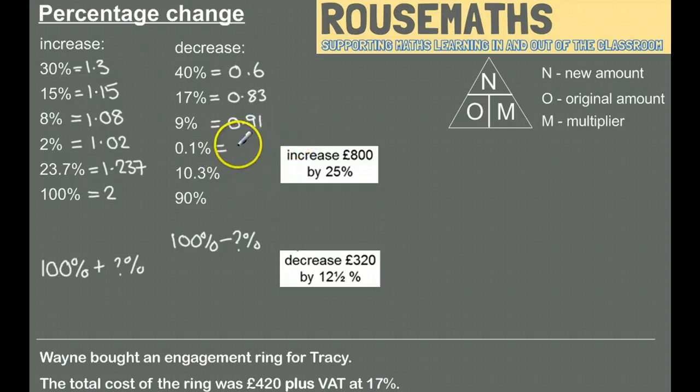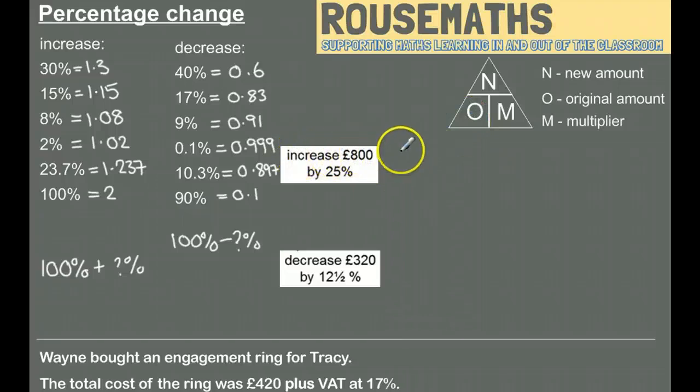And if it's a 0.1% decrease, we want to find 99.9%. And continuing on, we've got 89.7% left if there's a 10.3% decrease, and 10% left if there's a 90% decrease. So if we apply these multipliers into our triangle, so we've got new amount, original amount, and multiplier, we can use this to identify what calculation we need to do.